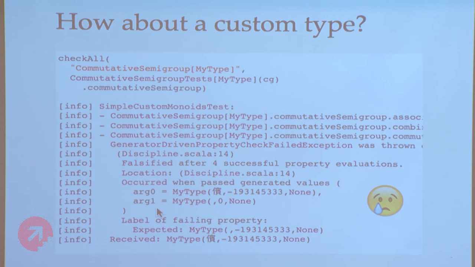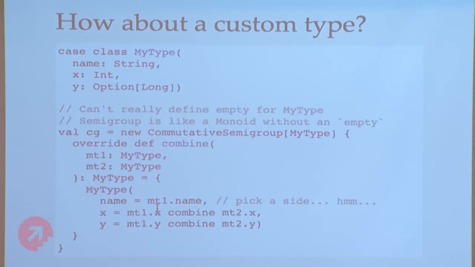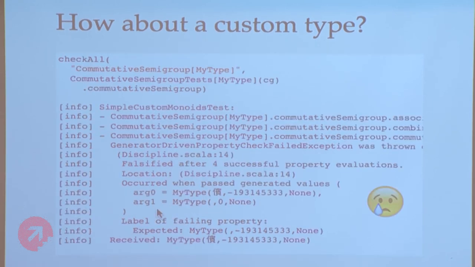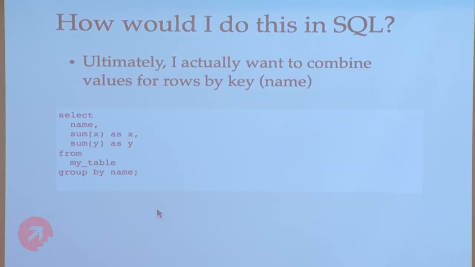So I mentioned before that, let's say that we wanted to combine these my types, right? And we know that name is a key. What if we just grouped by the key and then summed up the values or combined the values? How I'd write that in SQL is, I group by my name, and then I'd sum or combine the X and Y. This would work in SQL pretty simply, but I want to bring this into Scala.